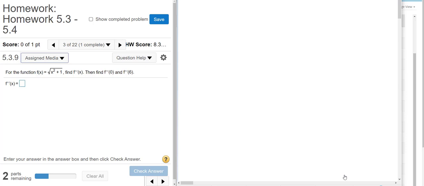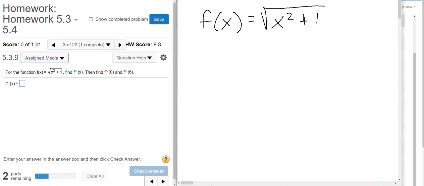Number 3, for the function f of x equals the square root of x squared plus 1, find f double prime of x. Then find f double prime of 0 and f double prime of 6. Of course, that means find the second derivative. The first thing I'm going to do is I'm going to write my square root with a fraction. So instead of the square root of x squared plus 1, I'm going to have f of x is x squared plus 1 to the 1/2 power.